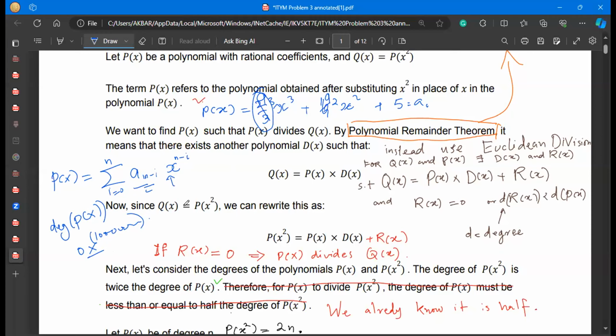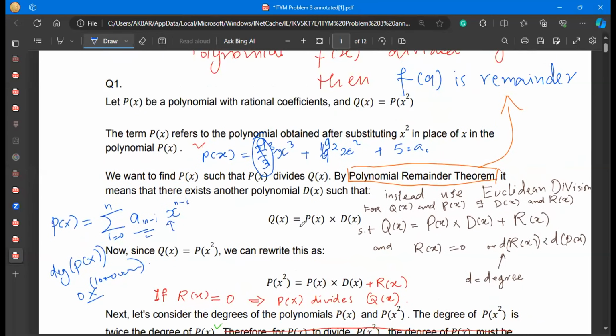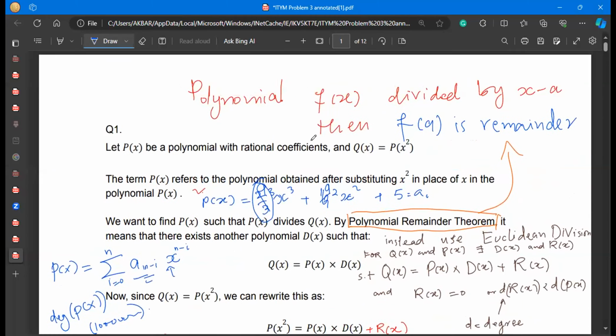And what happens when I replace x with x square? The degree gets doubled. Okay, and here somebody was mentioning the polynomial remainder theorem, but that is a specific case, which says that if we divide f of x by a factor x minus a, then f of a is the remainder of the polynomial when we divide by this factor.